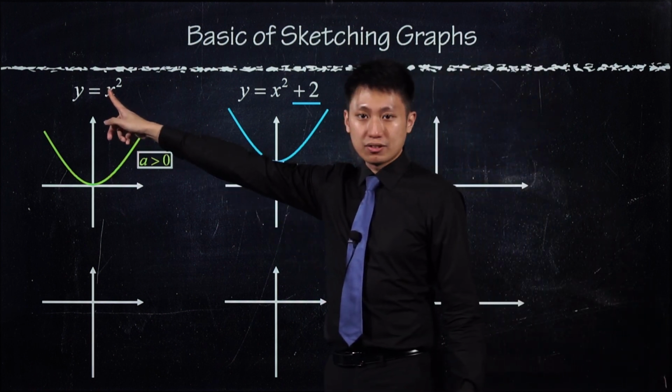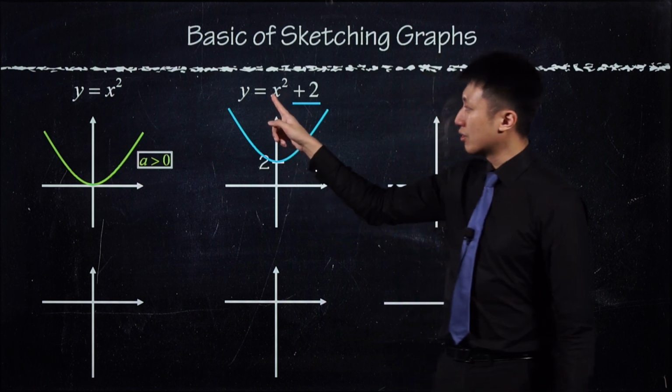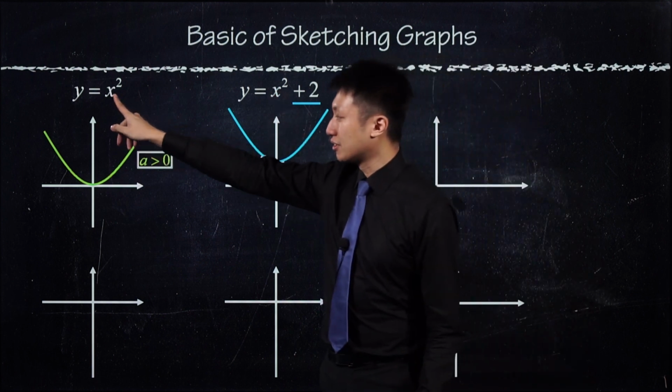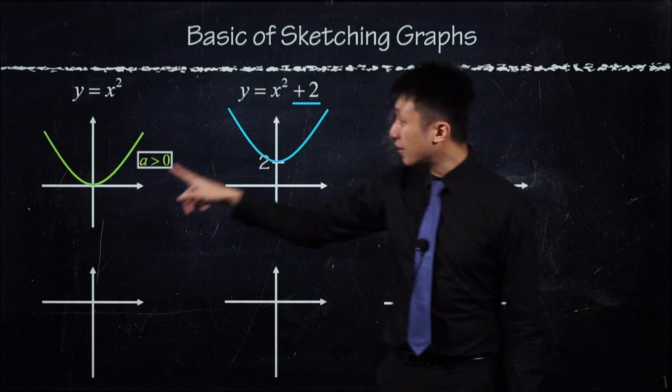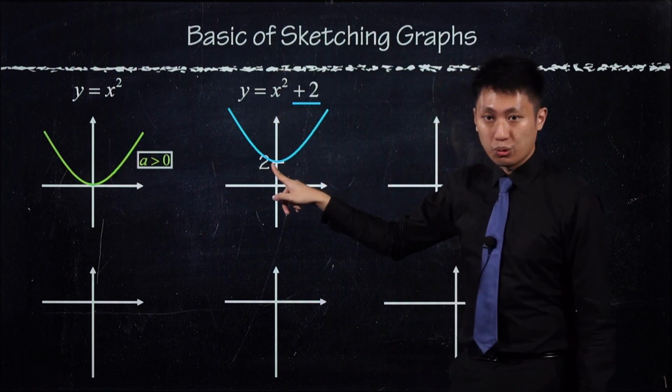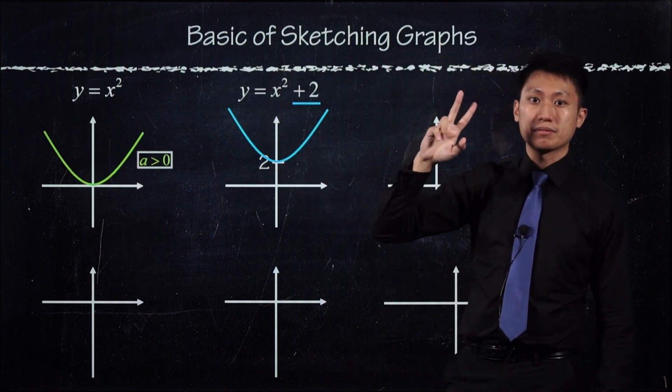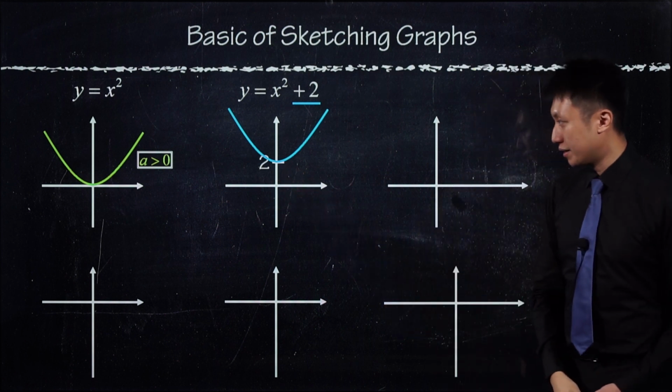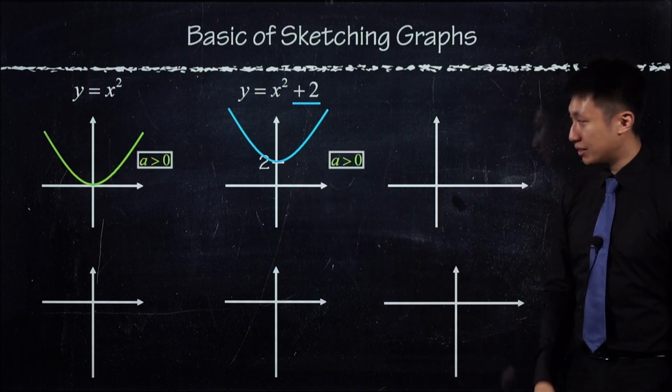If I say x equals 0, the y value is 2. So it's shooting up 2 steps, and that gives you this. Next one. This is still a greater than 0.